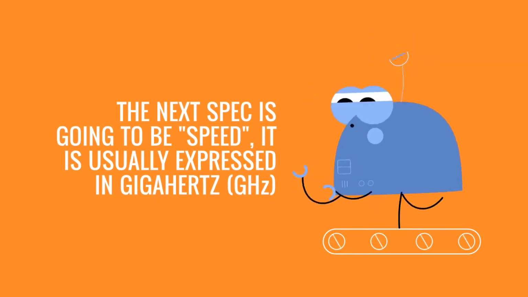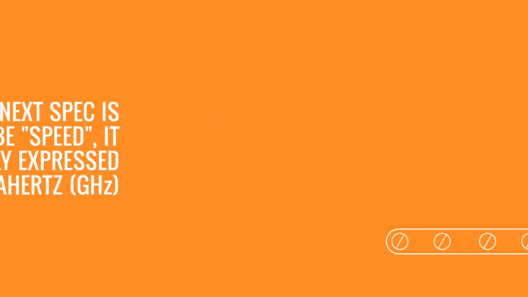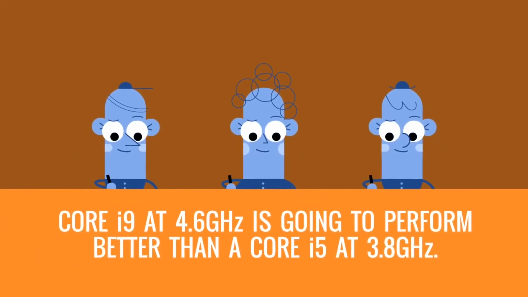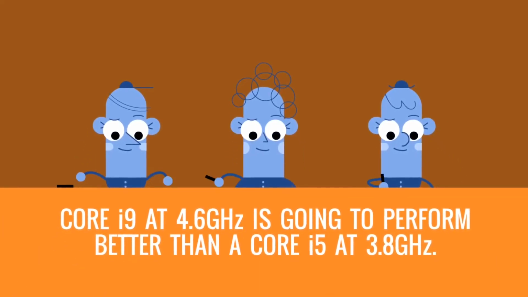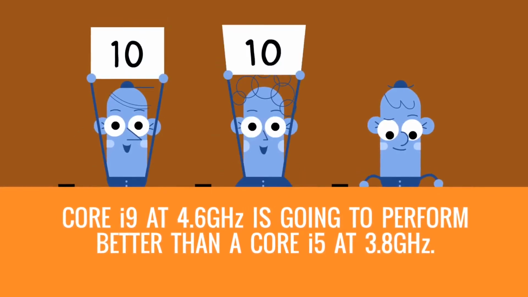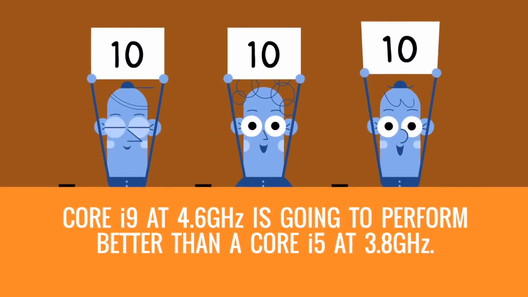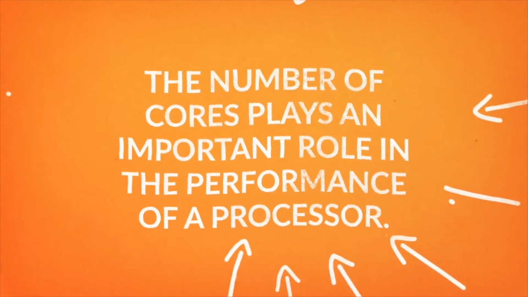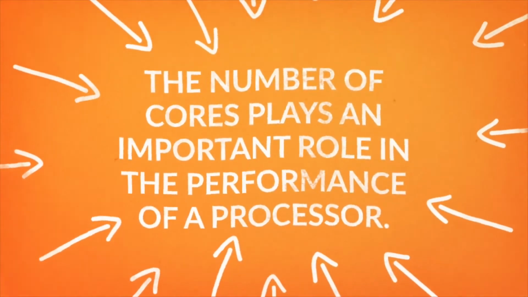The next spec you should consider is going to be the speed, and it is usually expressed in gigahertz. Usually, the higher the number, the faster your processor. For example, a Core i9 at 4.6 GHz is going to perform considerably better than a Core i5 at 3.8 GHz. Lastly, the number of cores plays an important role in the performance of a processor.